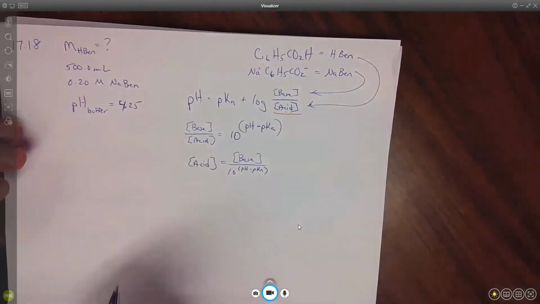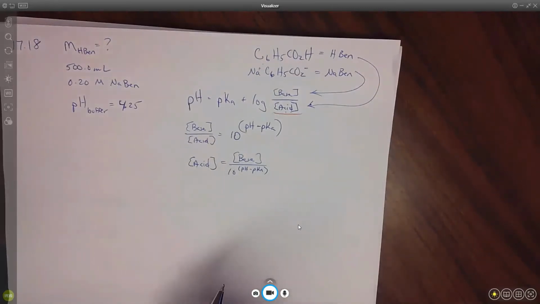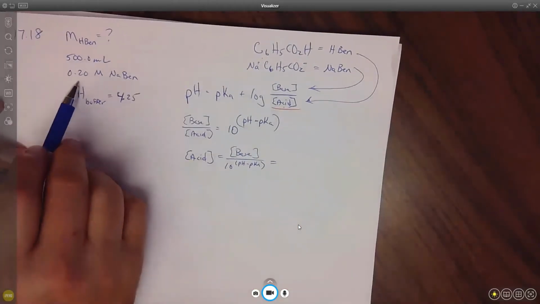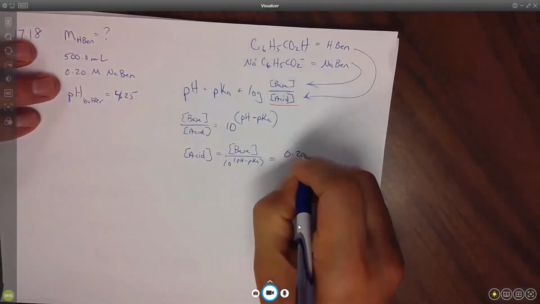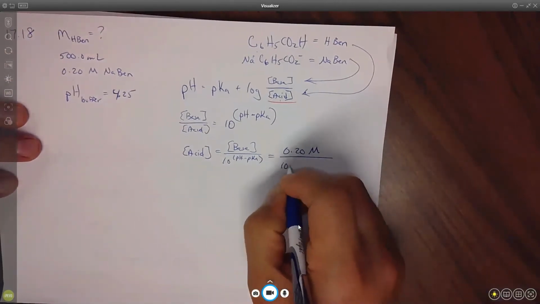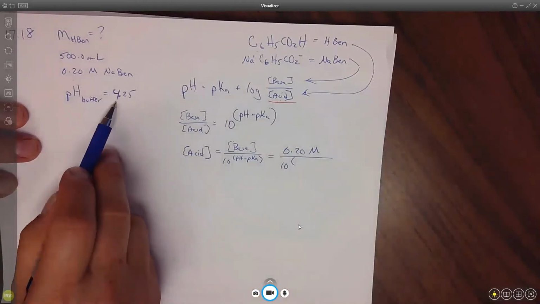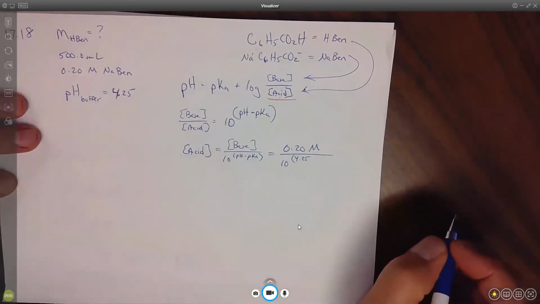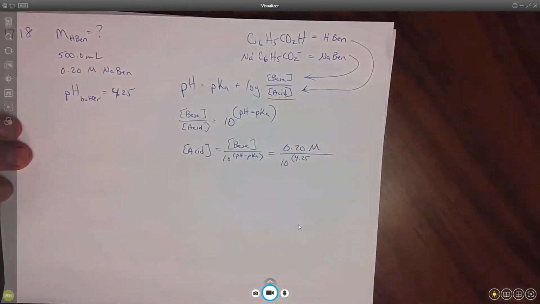Again, you don't have to rearrange the equation if you don't want. I just like to because I could throw everything in the calculator all at once. Okay, so the concentration of the base was already given to us, so this is 0.20 molar. Then we have 10 to the pH. The pH was given to us of the buffer, right? So 4.25. What about the pKa? Where am I going to get that? Where am I going to get the pKa? Your table. I'm going to get it from the table.